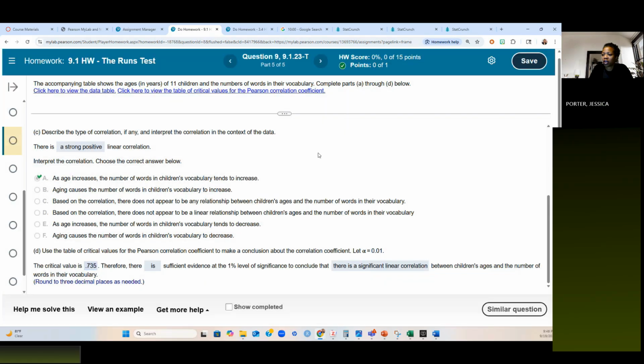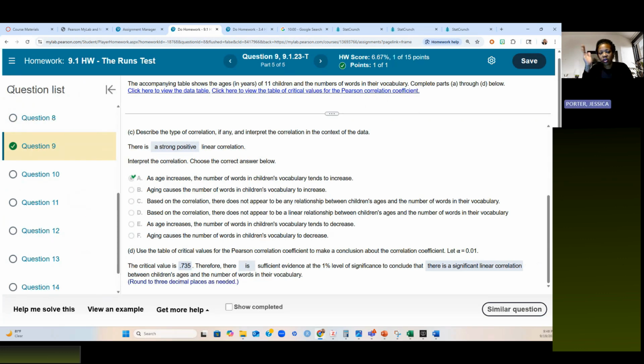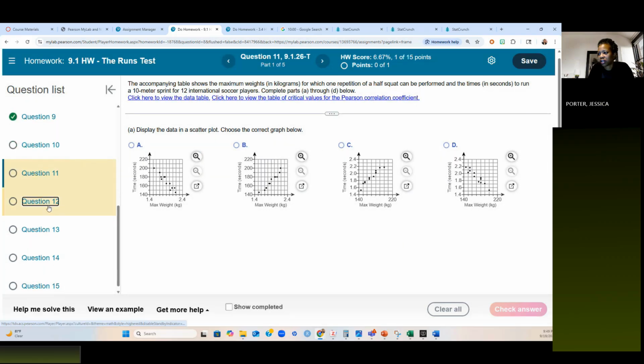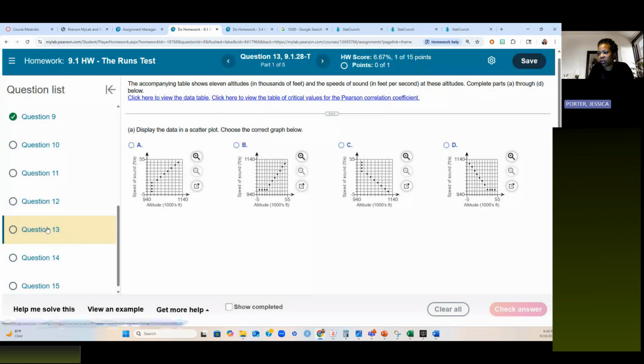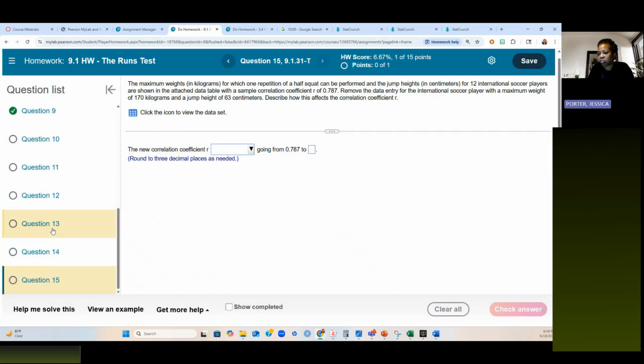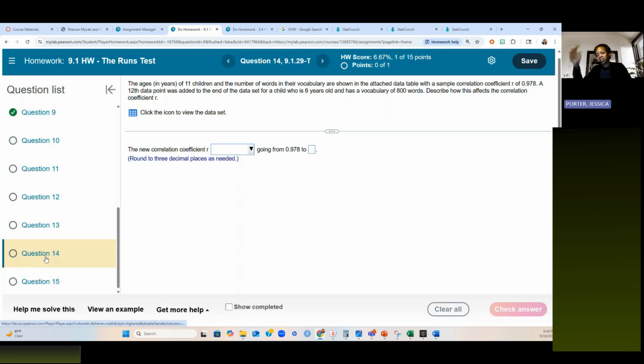Pretty good. All right. I believe that if you could get through that example, understanding each piece as we went through, I believe the rest of these are the same. You're going to have to follow the same process. 10 through 13. And then 14, you're going to have to compare correlation coefficients.